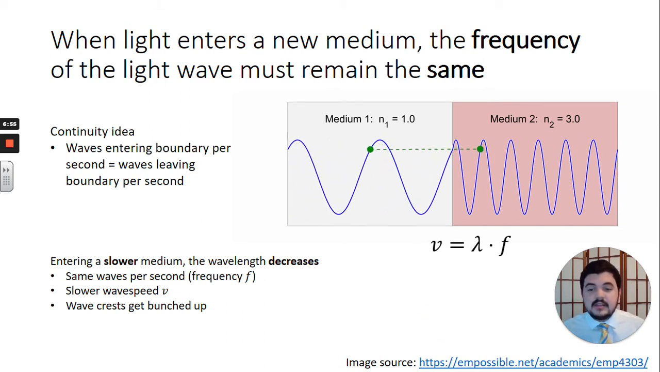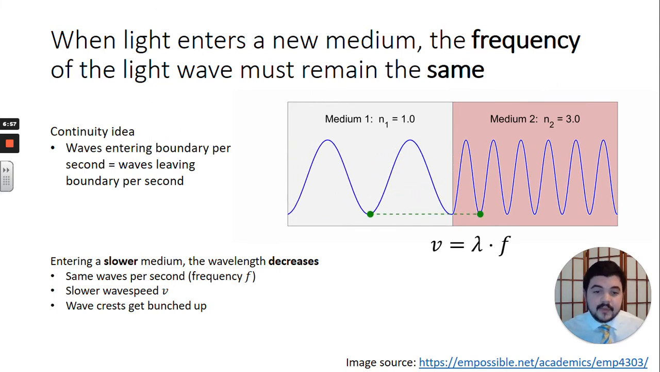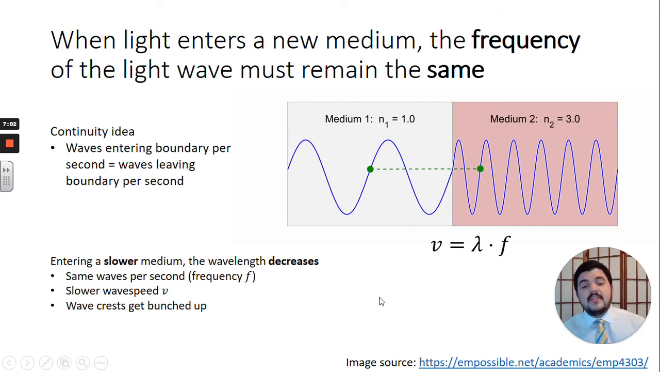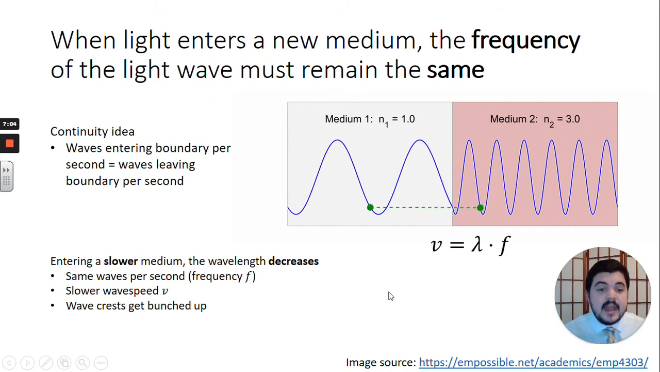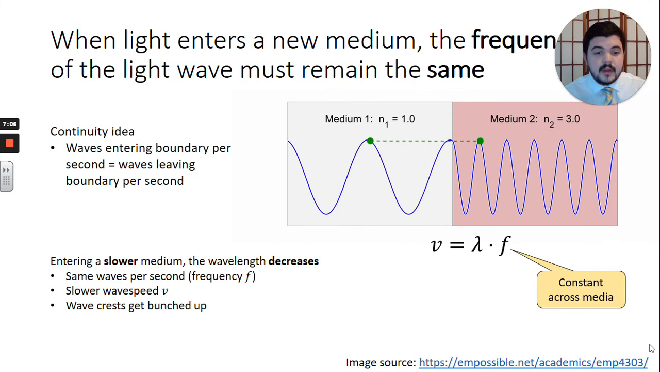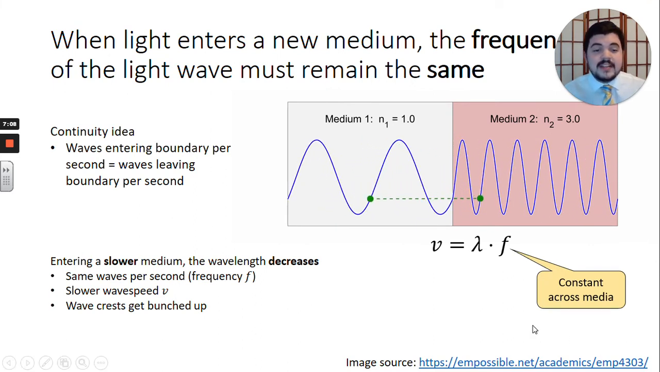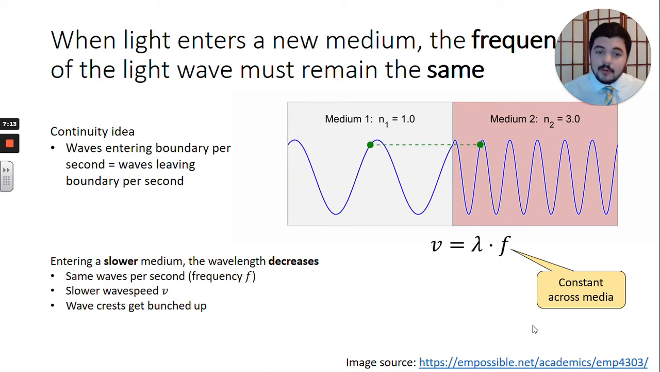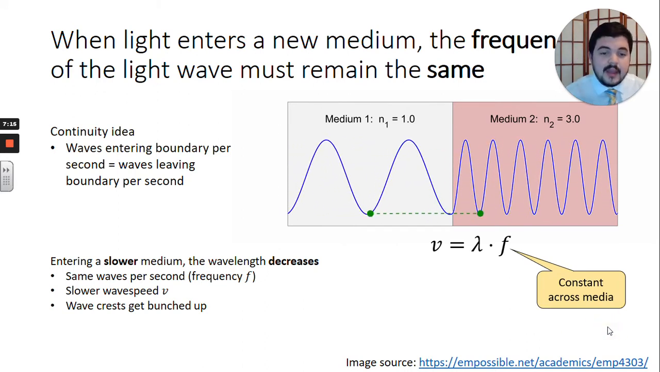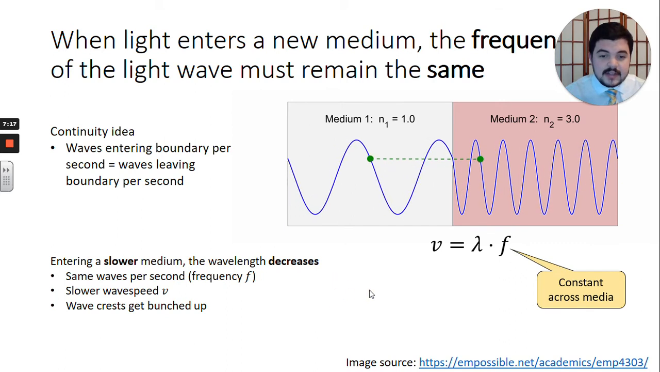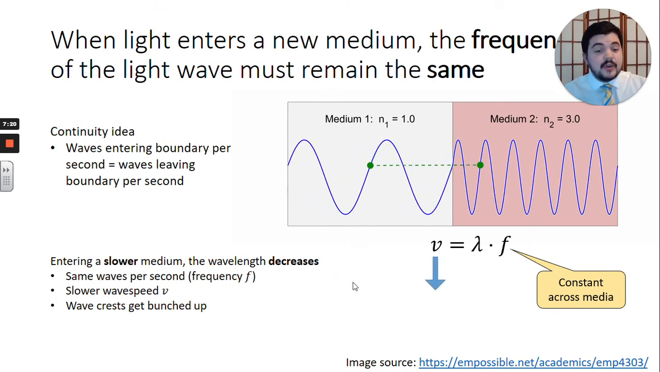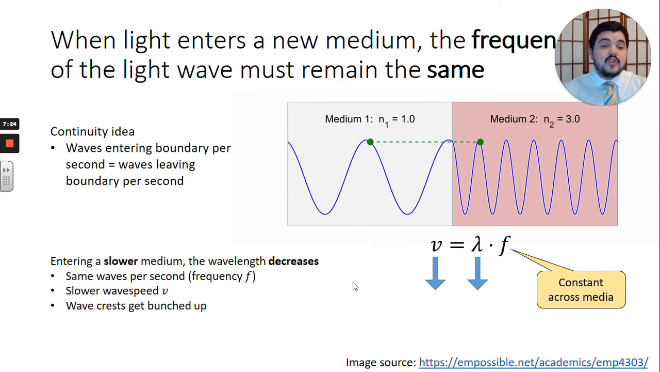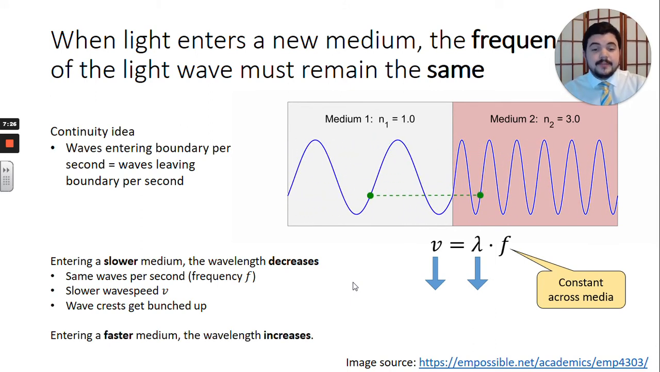so we get a lower wavelength. We can also think about this through the lens of our wave speed equation. Speed is wavelength times frequency. In this case, the frequency is what is constant across our media. Incoming waves per second equal outgoing waves per second. And as a consequence, if we decrease the speed, we must also decrease the wavelength. We have a direct relationship between the two there.